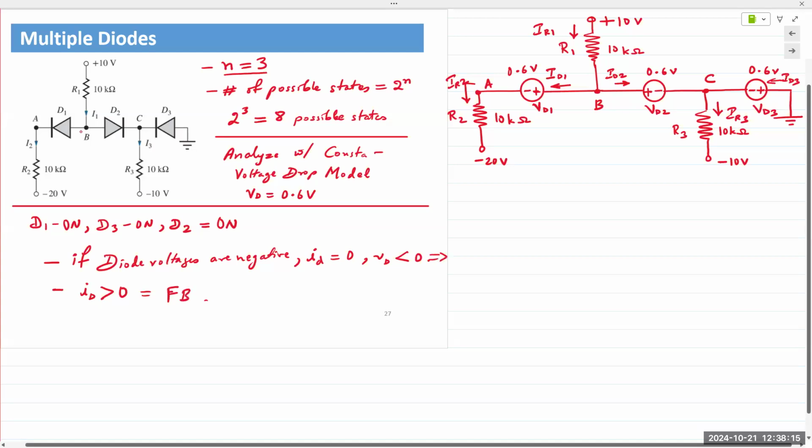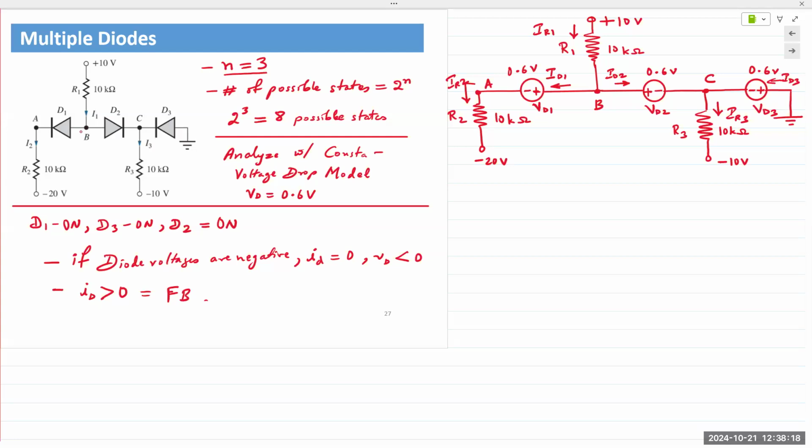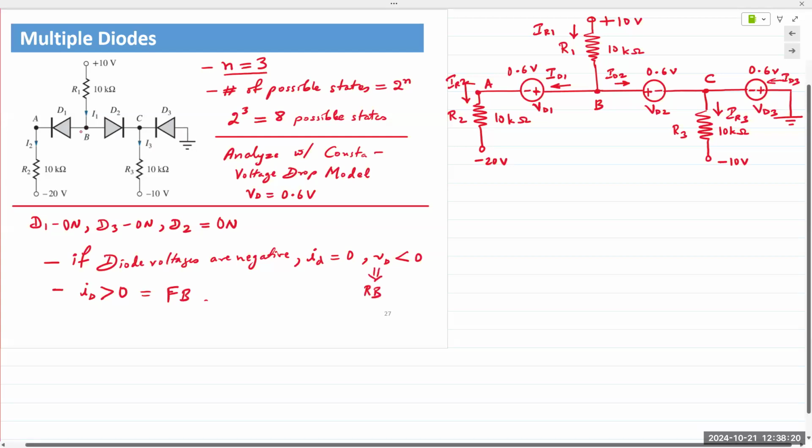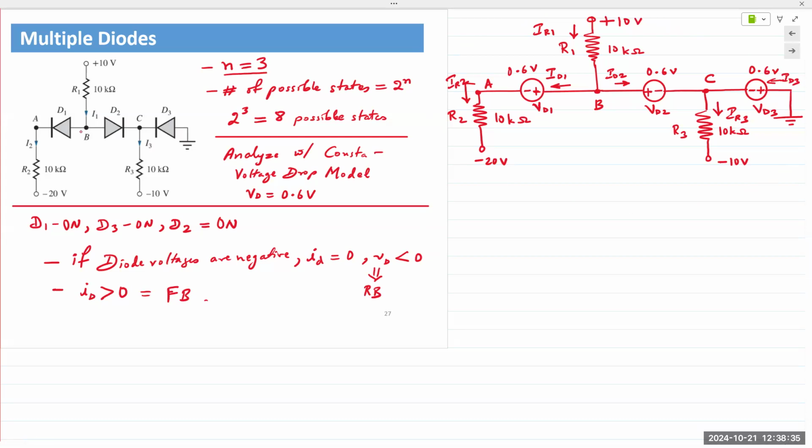And this would mean, actually I'm running out of space, but this would mean reverse bias. Okay. So let's begin analysis. I've drawn out the circuit here with the constant voltage drop model. Each of these diodes is replaced with a voltage source of 0.6 volts that represents the voltage drop that is required to turn the diodes on.